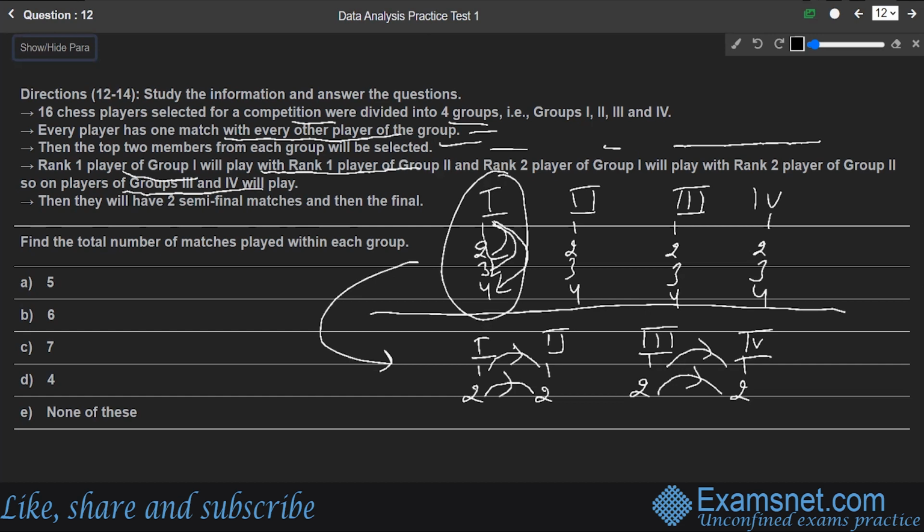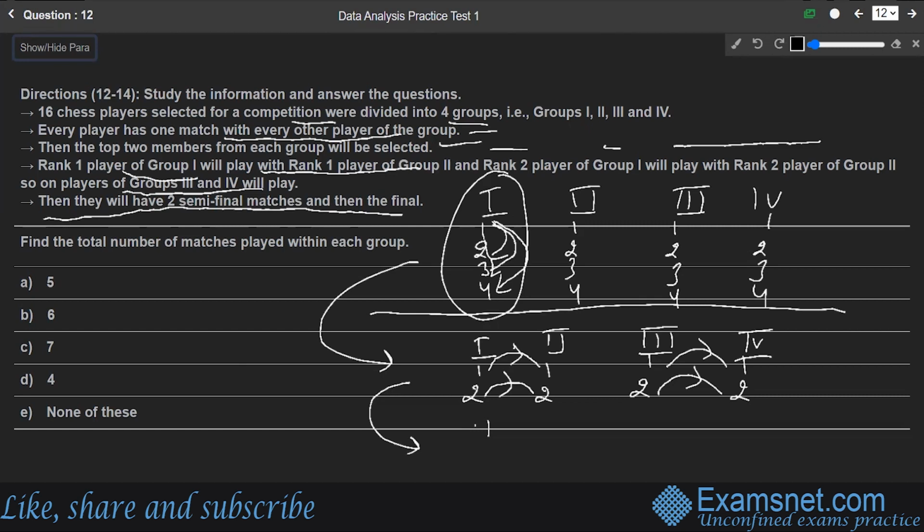So how many matches will be there? Obviously we can count by this arrow later on. Now after this has been done, what should happen? He says then they will have 2 semi-final matches and then the final. So after this round has been conducted, in the next round, in each group, we will have one winner here, one winner here.